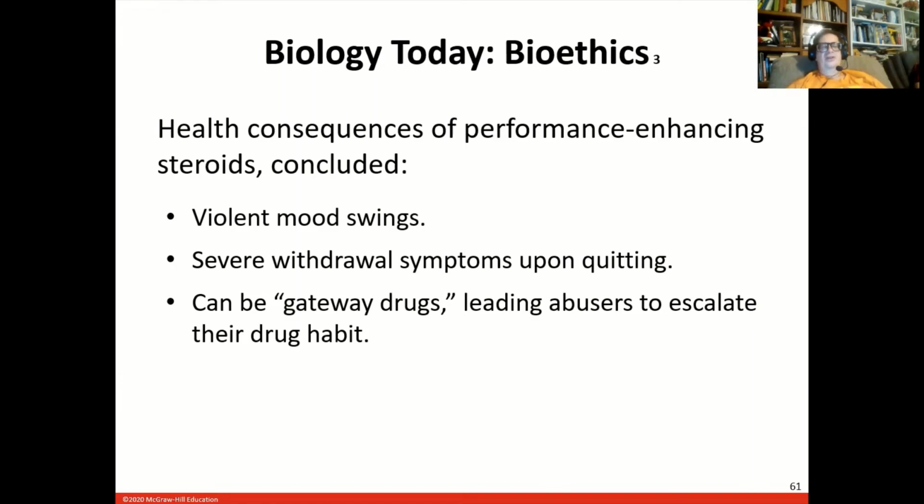Also, if you're always taking drugs like steroids for performance, you might feel like it's cool to take other drugs. It can be a gateway drug causing a serious drug problem. Actually, that combined with painkillers when athletes overexert themselves, the combination of the two.